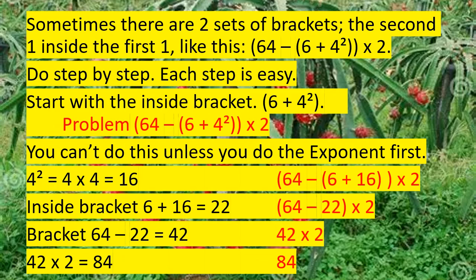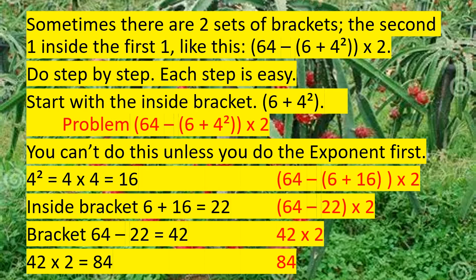Sometimes there are 2 sets of brackets. The second one inside the first one, like this. Bracket 64 minus bracket 6 plus 4 squared, close bracket once, close bracket twice, times 2. So do step by step. Each step is easy. So start with the inside bracket. 6 plus 4 squared. Now you have a problem. You can't do this unless you do the exponent first. So do the exponent first.